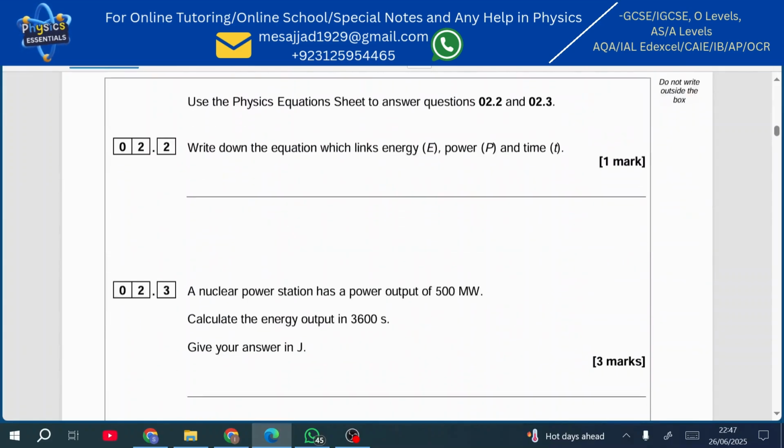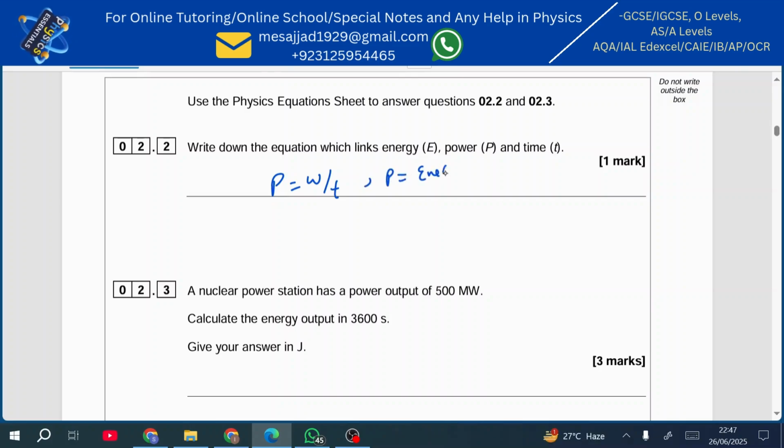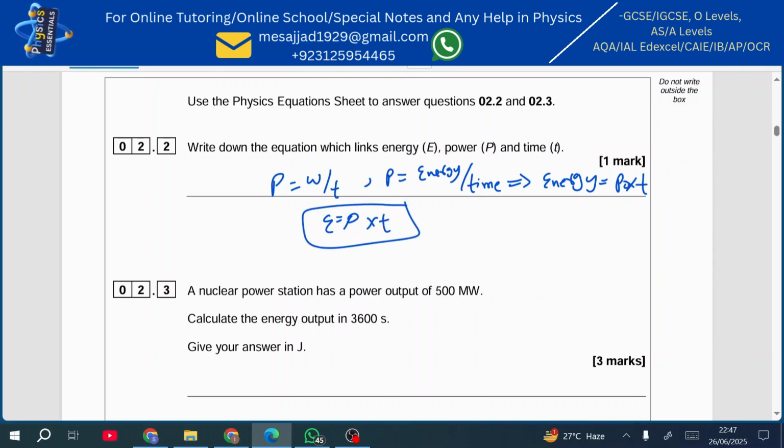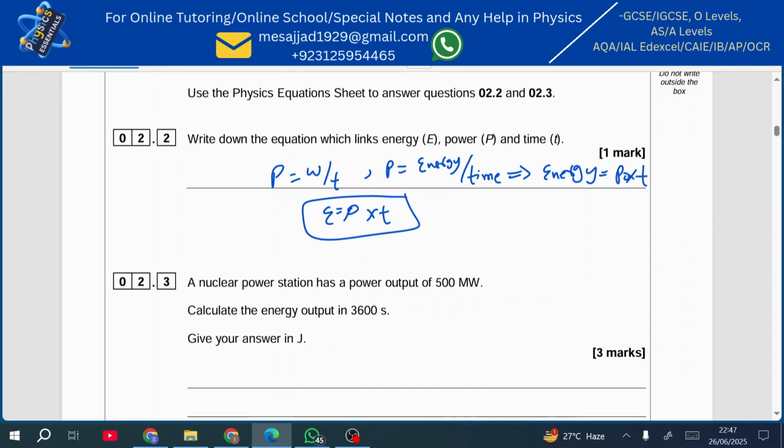Okay, so write down the equation which links energy, power, and time. You need to remember power is always equal to work over time, and work is actually a form of energy. So you can write power equals energy over time, and from here you can say energy equals power into time. So E equals P into T. That is the relationship between energy, power, and time.